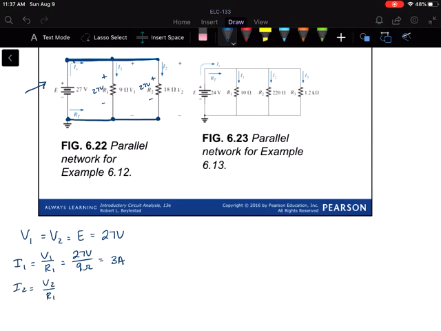I2, same 27 volts. We have 1.5 amperes there. Oops, that's 3. And that's 1.5. And Kirchhoff's current law tells us that the current coming into a node has to equal the current leaving the node. So the source current in this case would have to be 3 plus 1.5, or 4.5 amperes.